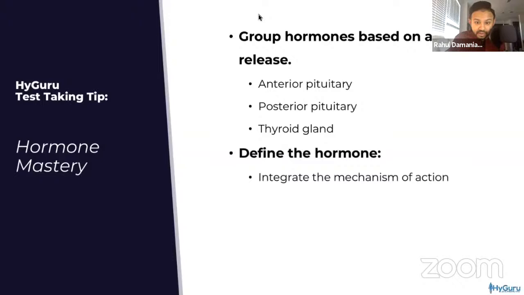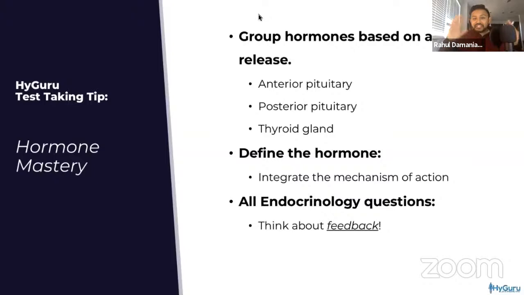The next thing you should do is define that hormone and integrate the mechanism of action. Are they going to work on the G protein coupled receptors, the Gq, the tyrosine kinase? Are they going to be an intracellular or intranuclear receptor? We'll be covering that in the next few slides. And then finally, just as a general USMLE strategy, for endocrinology questions, always think about feedback. Go back to your normal physiologic negative feedback concept. And remember that when negative feedback doesn't work on the USMLE, it is known as pathology. So endocrine questions, the take-home test-taking strategy is think about feedback.